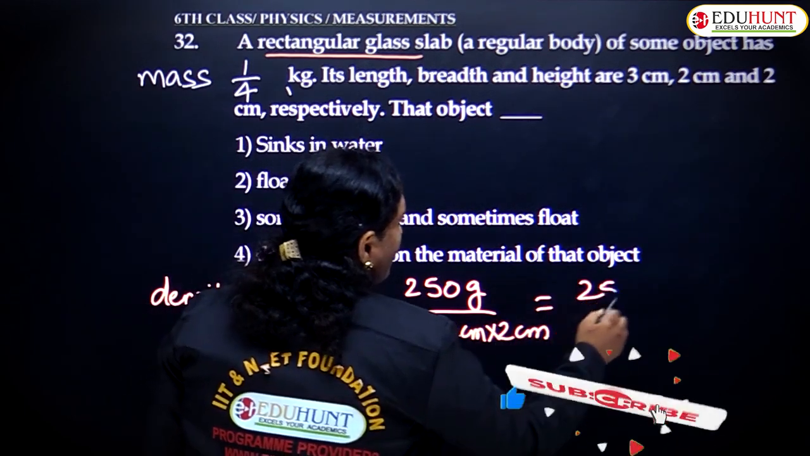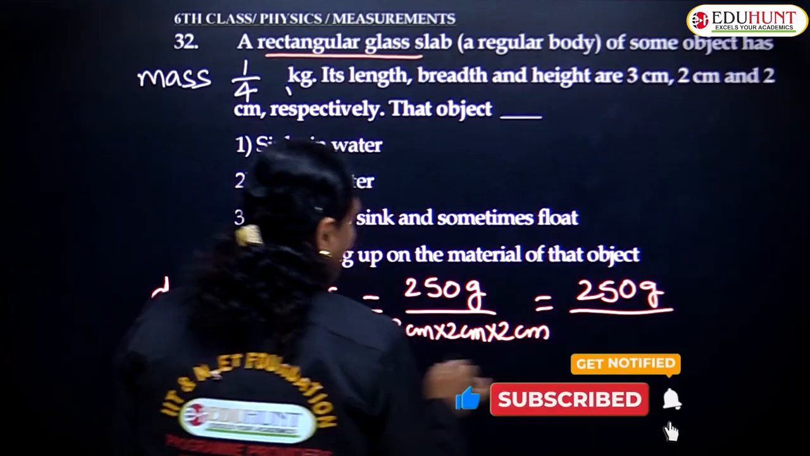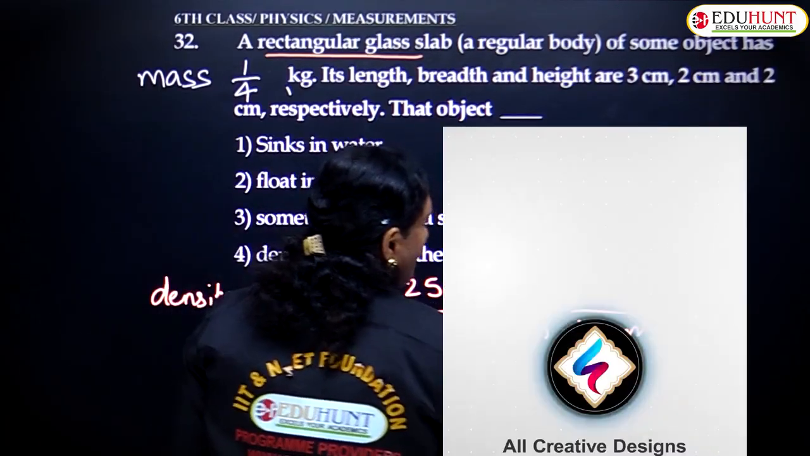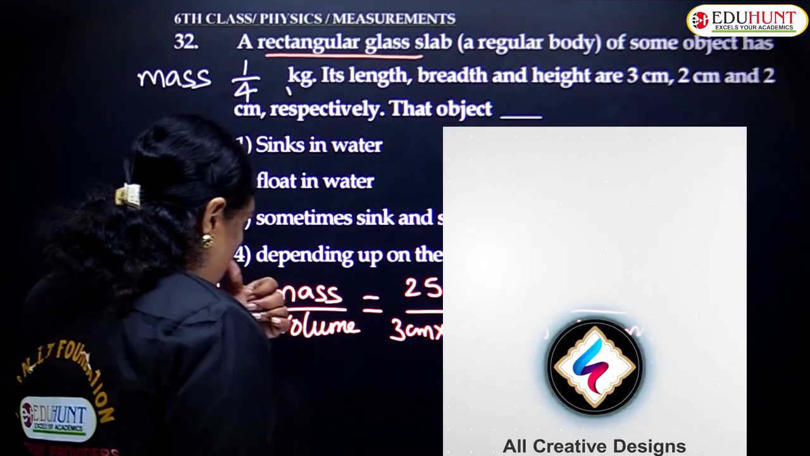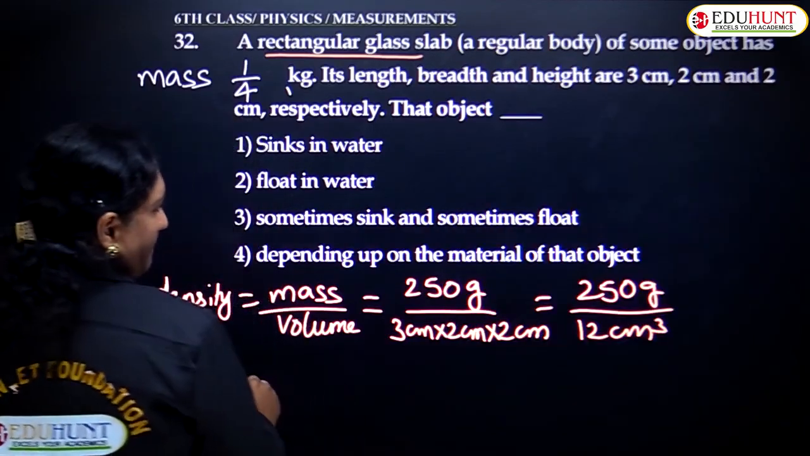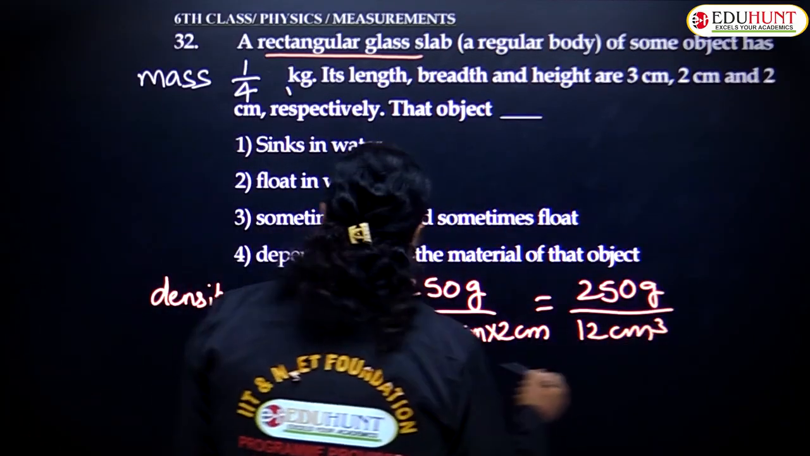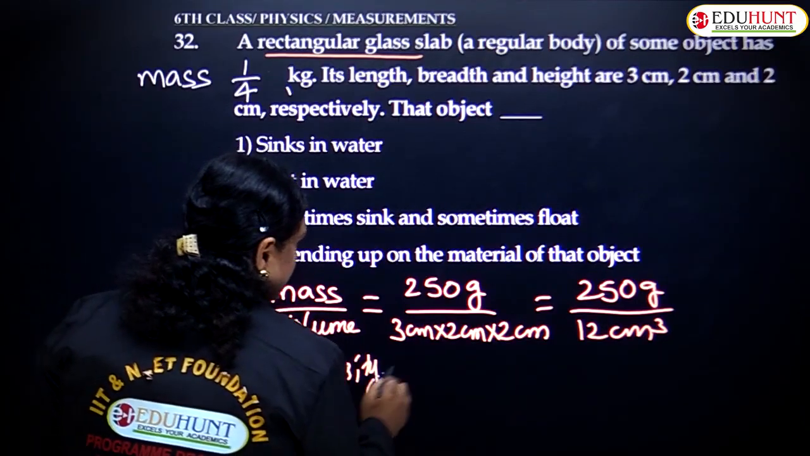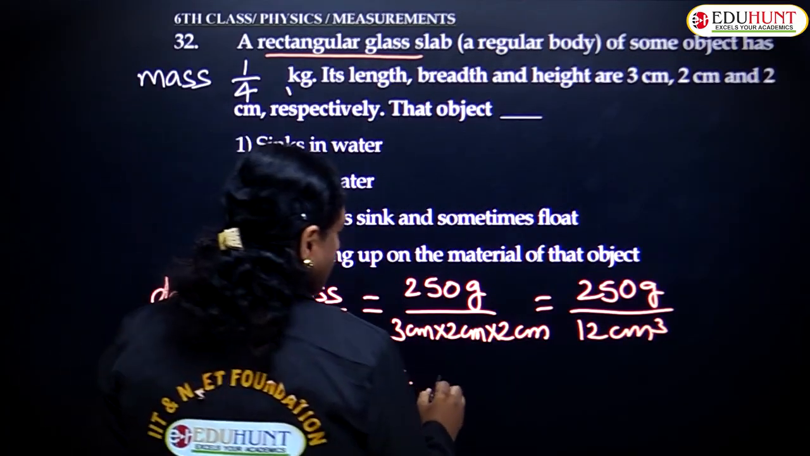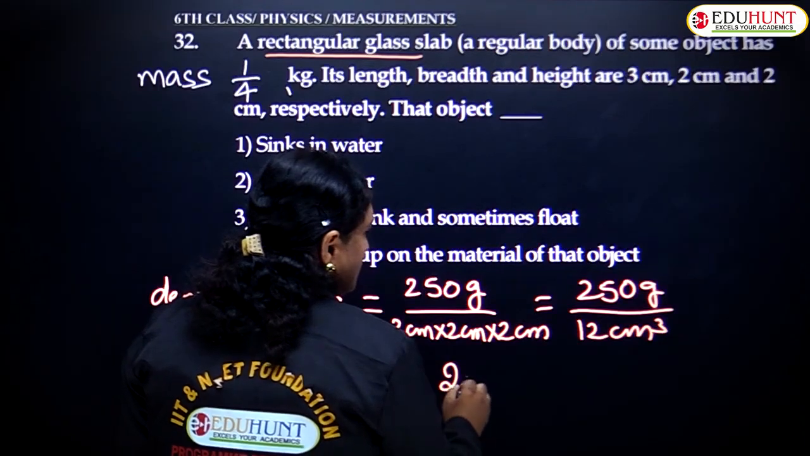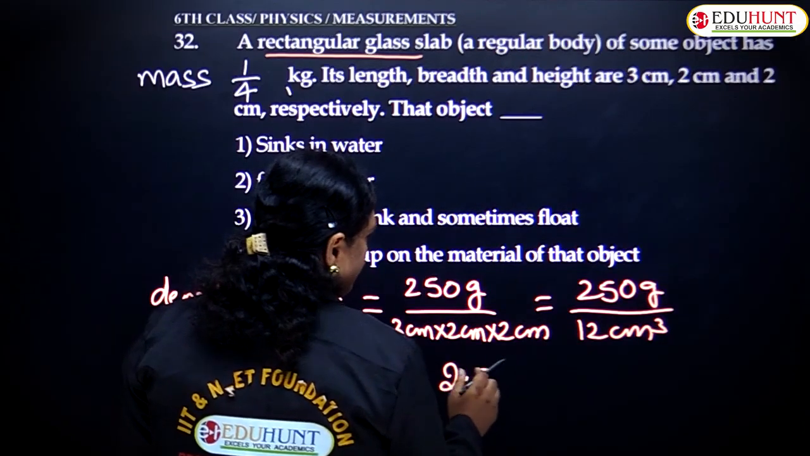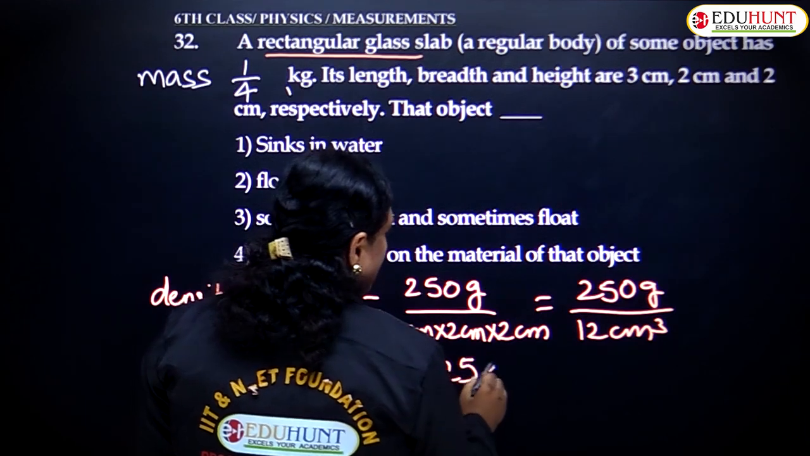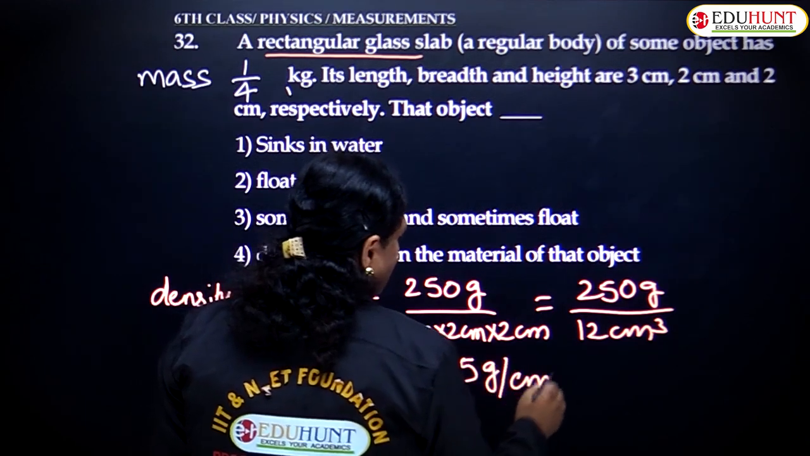Hence your answer would be 250 grams upon 12 centimeter cube. After further simplification, 250 upon 12 is how much you are getting, children. Hence the density would be 2.5 gram per centimeter cube.